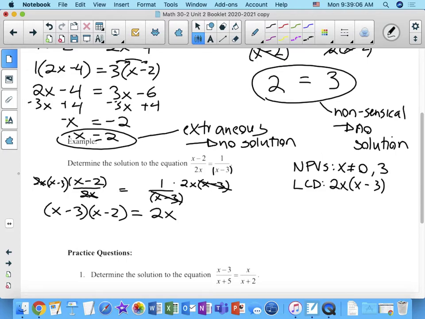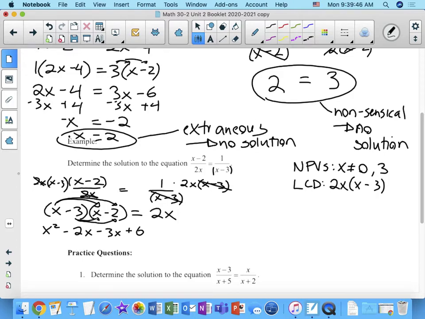How would you combine like terms at this point? Yeah, multiply these out, right? We're multiplying these two binomials together, so we've got to expand, right? So we're going to go x times x, and we get x squared. And x times negative 2, and we get minus 2x. And then we can move on to the distribution of the negative 3. So negative 3 times x, and we get minus 3x. And then negative 3 times negative 2, and we get plus 6.